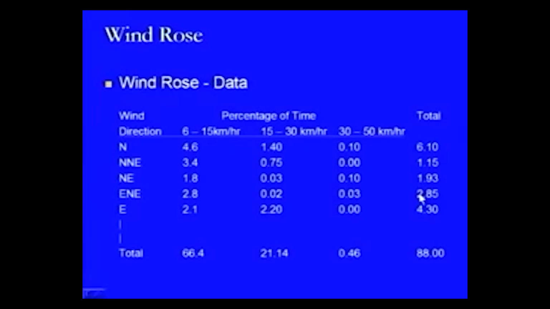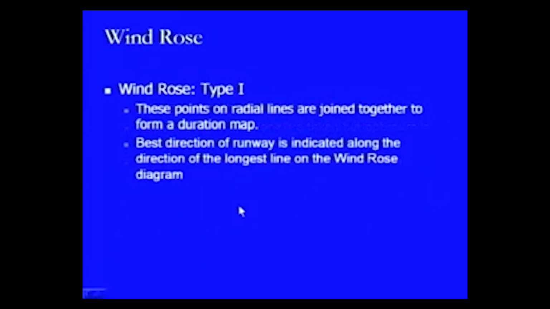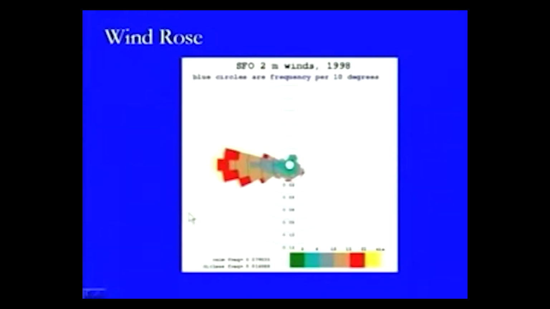Say for every 2% we draw a circle, so it will be 2, 4 and 6. Then the total percentage in each direction is marked on the radial line drawn in that direction. These points on the radial lines are joined together to form a duration map, and the best direction of the runway is indicated along the direction of the longest line on the windrose diagram. That is how we find out the orientation of the runway.